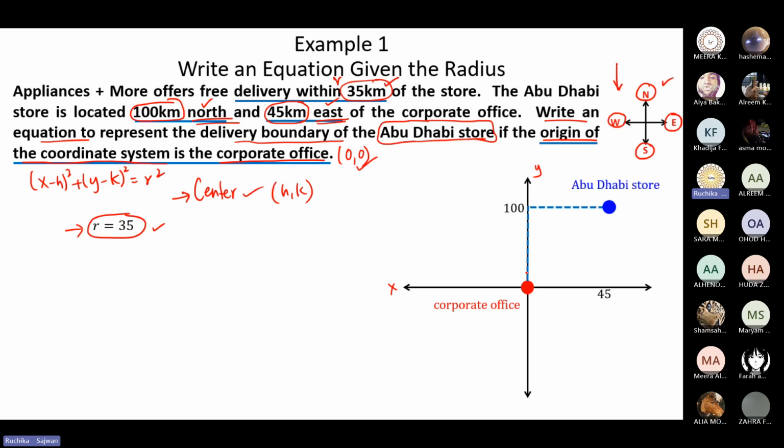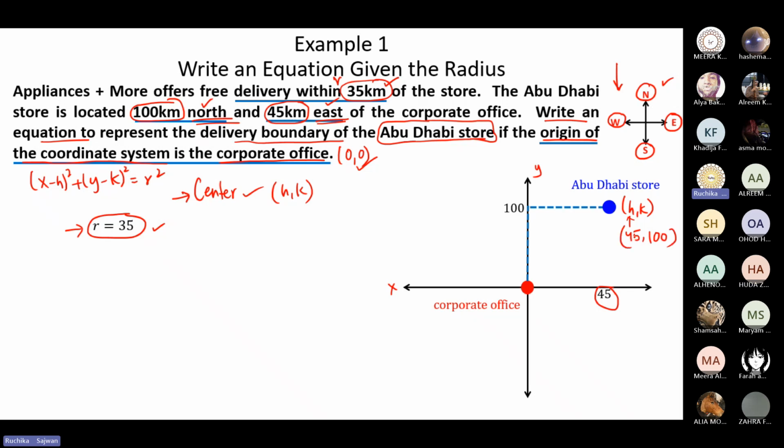The blue dot? Yes. So can I say this is the location of my Abu Dhabi store? Yes. Right? Now I want you to give me H comma K. This is the center for the Abu Dhabi store, right? Now I want to know my H and K. Can I say H corresponds to the X coordinate? Yes. So how much is the X coordinate? 45. Very good. So H is 45. How about K? It will be 100. Excellent.